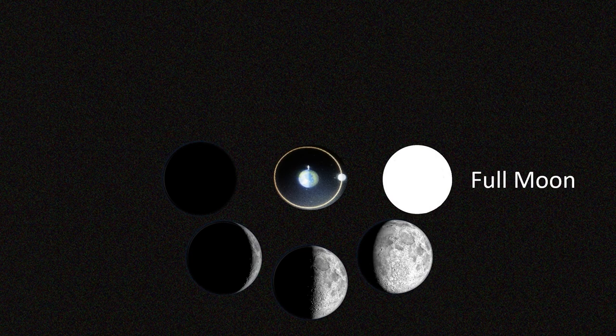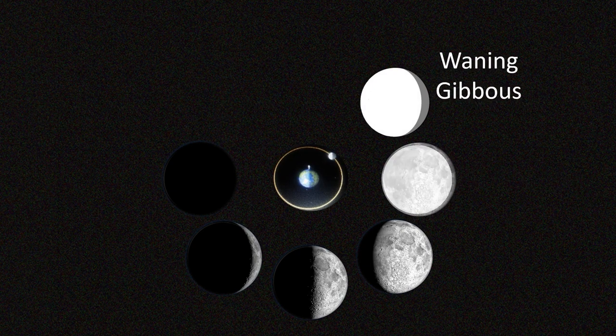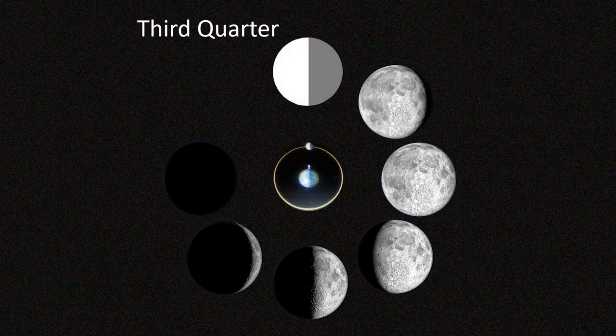During the full moon phase, the entire surface of the moon is very bright and round. Followed by the waning gibbous, this starts the phase where the bright side of the moon will begin to get smaller and smaller. Opposite of the first quarter is the third quarter.